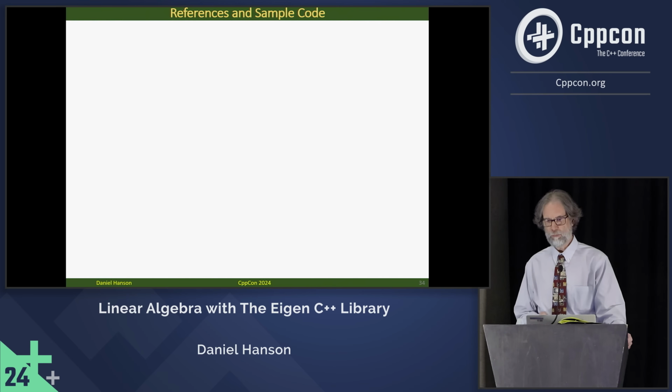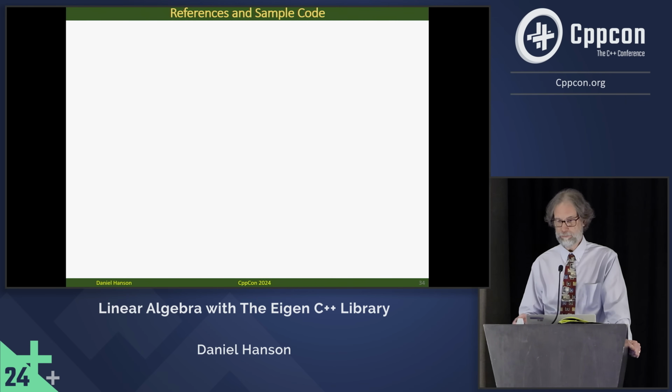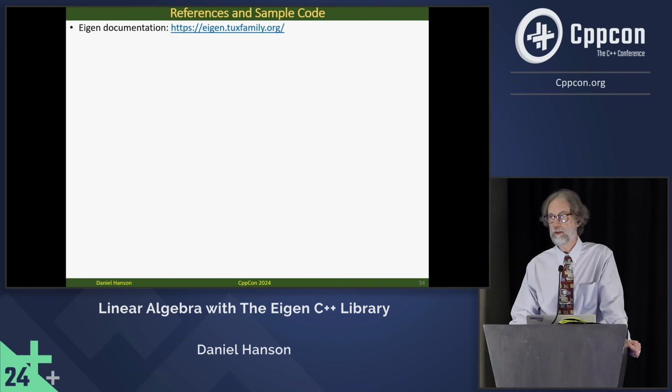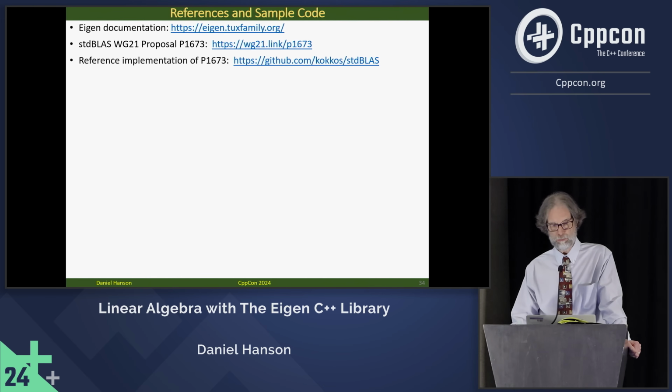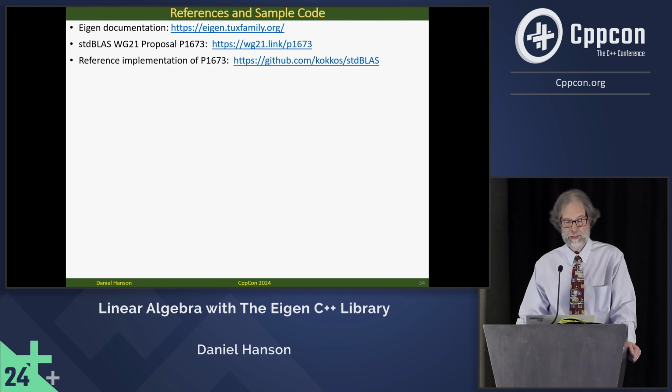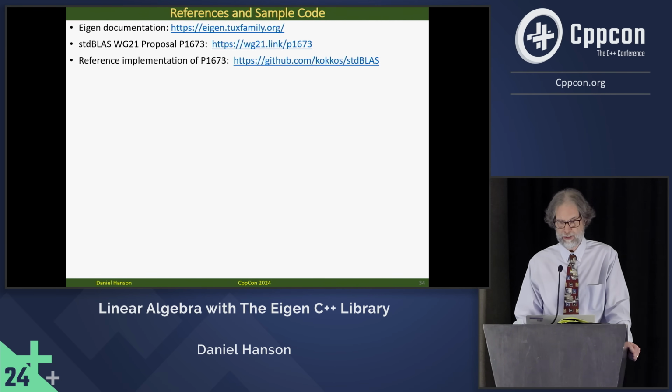Okay, just some references here and some people I'd like to thank. First of all, the Eigen documentation can be found at this URL. As I said, the documentation is quite good. And there are lots of tutorials, so again, you can get up and running fairly quickly. The stdBLAS P1673 proposal is available at the usual place, and the reference implementation can be found on this GitHub site.